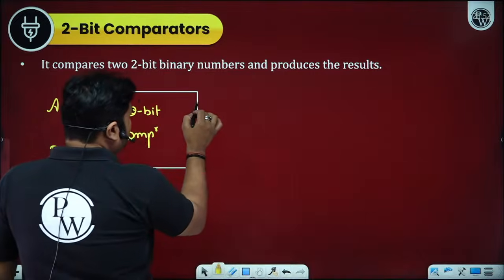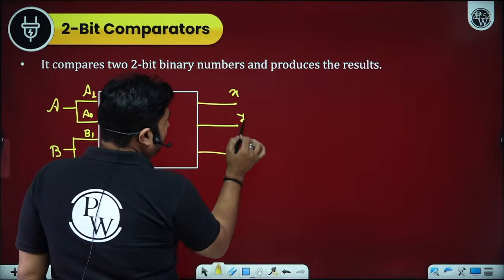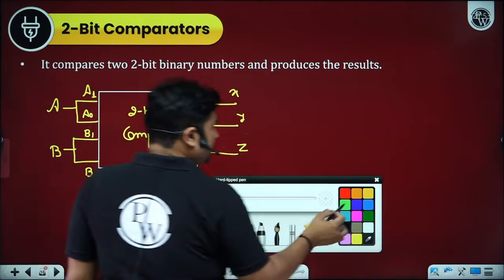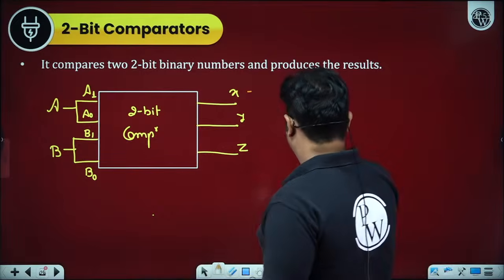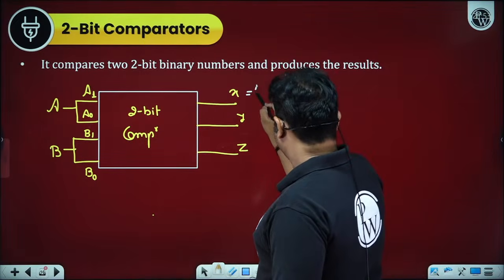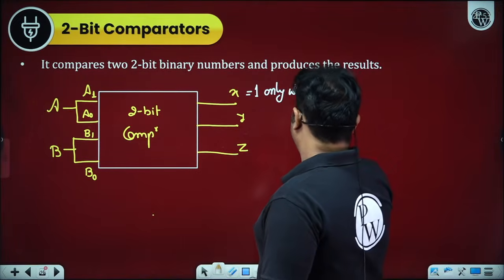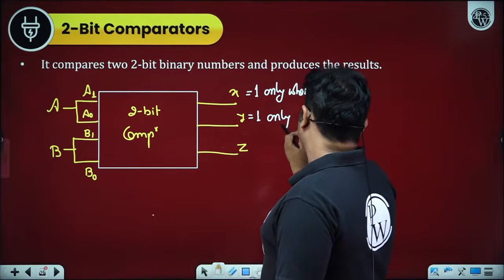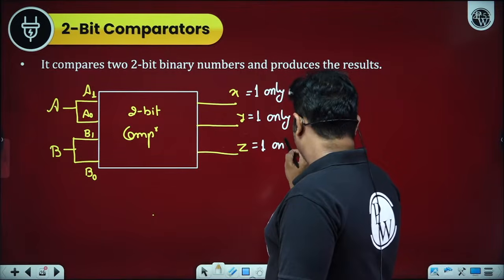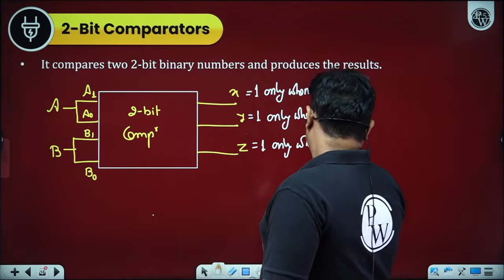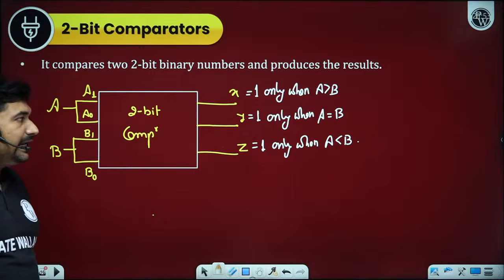Based upon that, we have to observe whether A is greater than B, A is less than B, or A is equal to B. So this output is high only when A is greater than B. This is high only when A is equal to B, and this is high only when A is less than B. Can you tell me the logical expression for X, Y, and Z now?